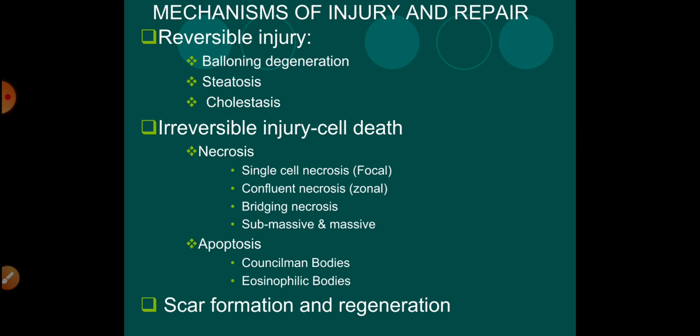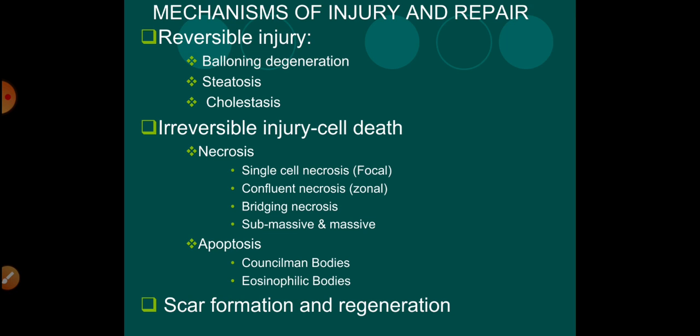Irreversible injury occurs when the injurious stimulus is present for a longer time, persistently present, or when it is very severe, and it causes cell death. Cell death can occur because of necrosis, or it could be due to apoptosis. Necrosis of the hepatocytes can be in the form of single cell necrosis, dropout necrosis, or focal necrosis.